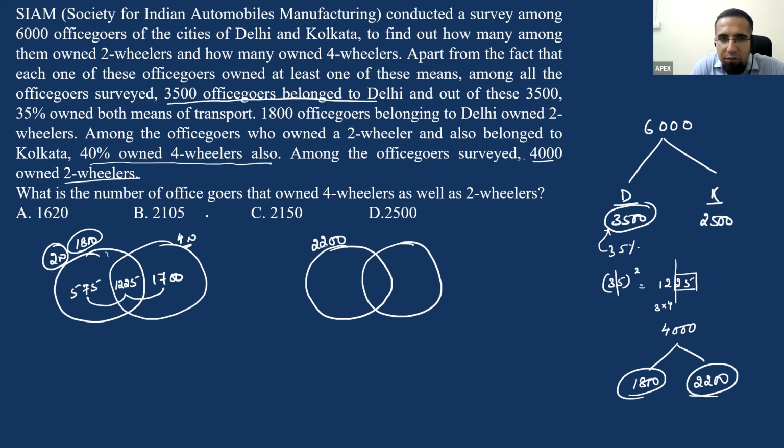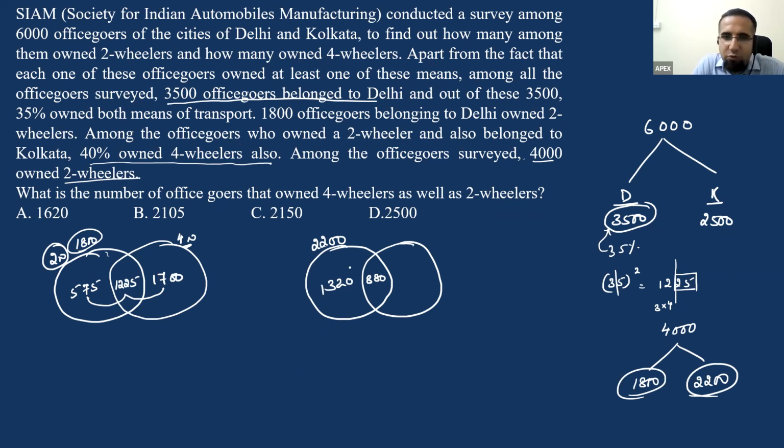So 40% of this owned both. So 40% of 2,200 becomes 880. If this is 880, then this becomes 900. So this is going to be 1320. Clear? Now the logic is quite simple.